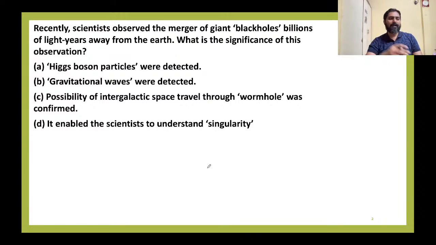Okay, so let us look at this question. Recently, scientists observed the merger of the giant black holes billions of light years away from the Earth. What is the significance of this observation? The options are: Higgs boson particles were detected, gravitational waves were detected, possibility of intergalactic space travel through wormhole was confirmed, it enabled the scientists to understand singularity. So when black holes merge, they create ripples in the space-time matrix, and these ripples can reach Earth also, and we can detect them. So these are related to gravitational waves. So the correct answer in this case is B.